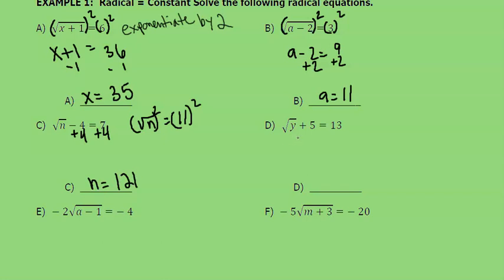D. The square root of y plus 5 equals 13. Subtract 5 from each side. We have the square root of y equals 8. Exponentiate each side by 2, so we square each side to get y equals 64.